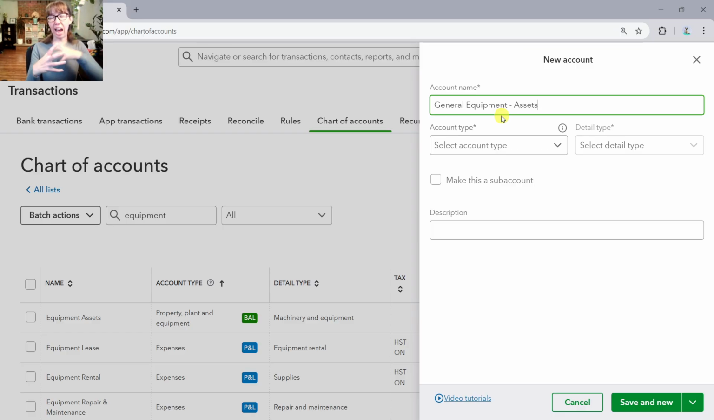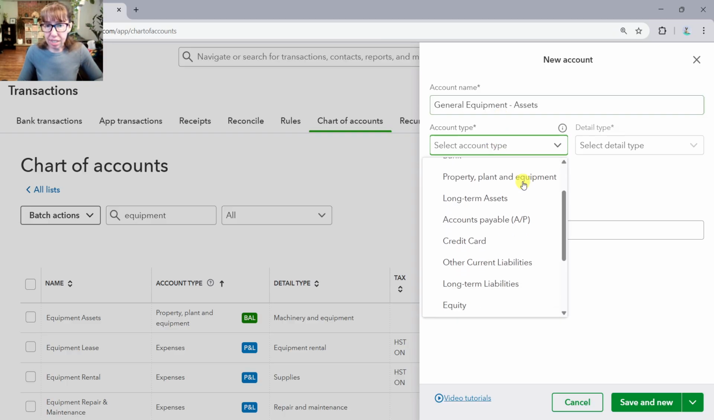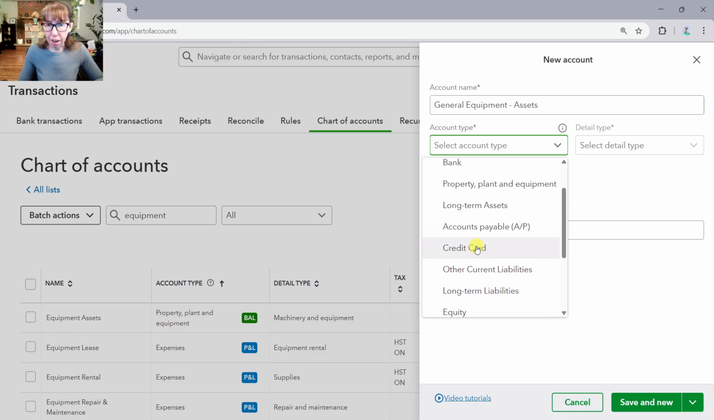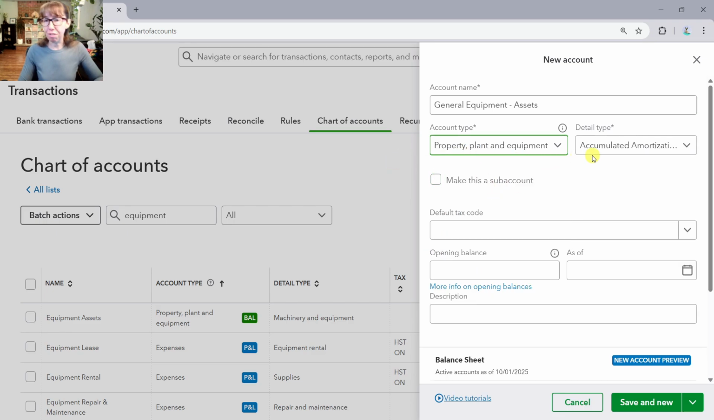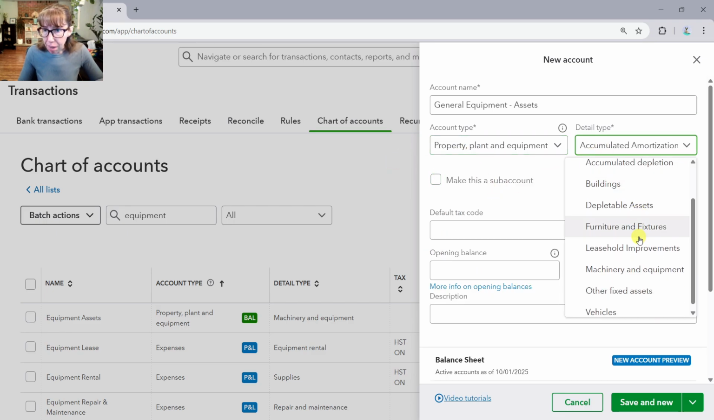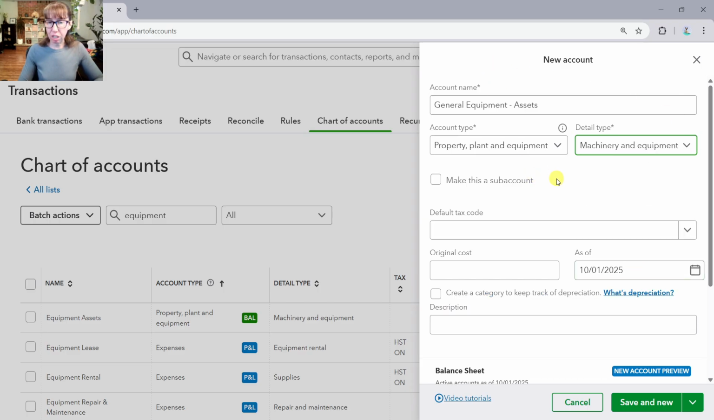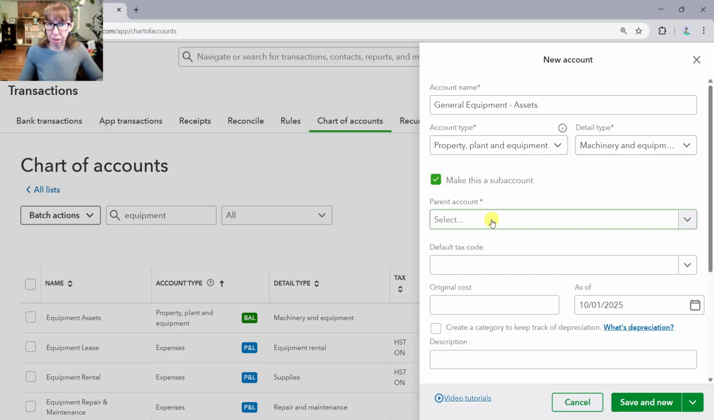I like the word assets to be in the name of the GL account so that it doesn't accidentally get used as an expense, even though it's already under a GL account that has the word assets. That is me just being extra cautious for future users. And this is a property, plant, and equipment, I call it fixed asset, and let's just say machinery and equipment. And we can say that this is a sub-account of equipment assets like that.